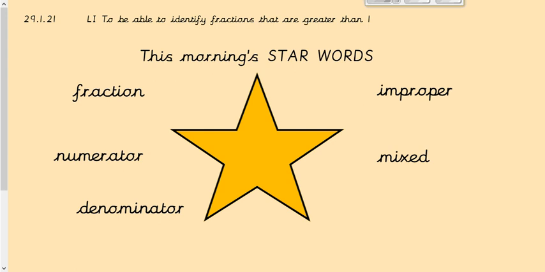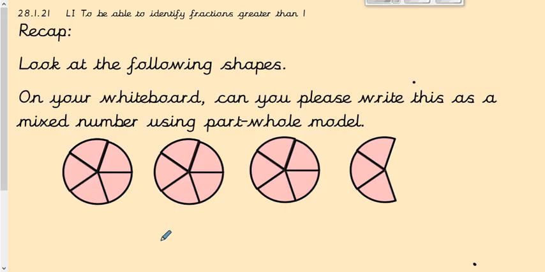So just to recap then, on the video, on your whiteboard if you're in school, if you're at home, just do it in your book. Can you write this as a mixed number using a part-whole model? And if you want to, as a challenge, can you write it as an improper fraction? So using our learning from yesterday, can you write it as a mixed number fraction and an improper fraction? If you're not sure, then we'll go through it together now.